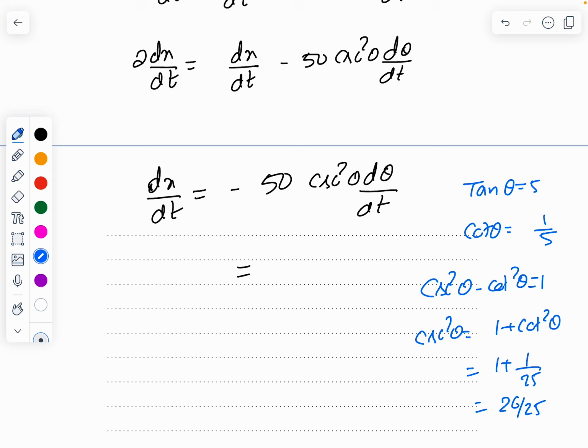Now plugging in those values, you'll be getting negative 50 times 26 upon 25 times negative 0.1, which is going to be 5.2 meters. Though I get negative, I'm going to directly write that answer as positive.